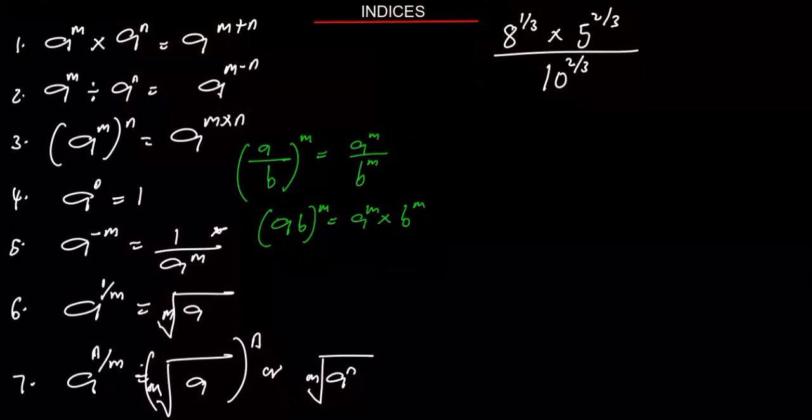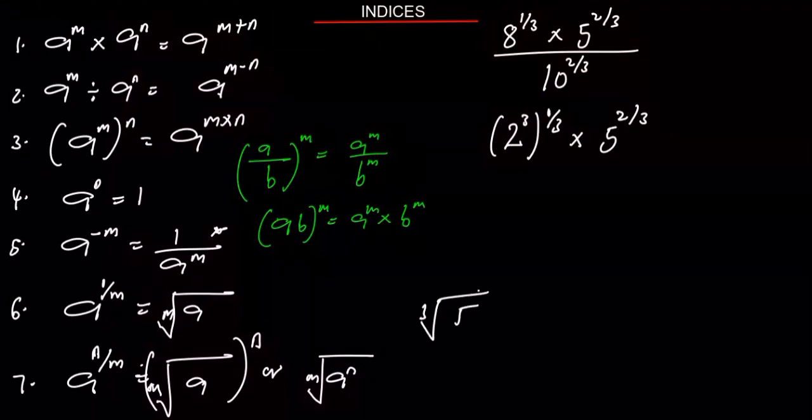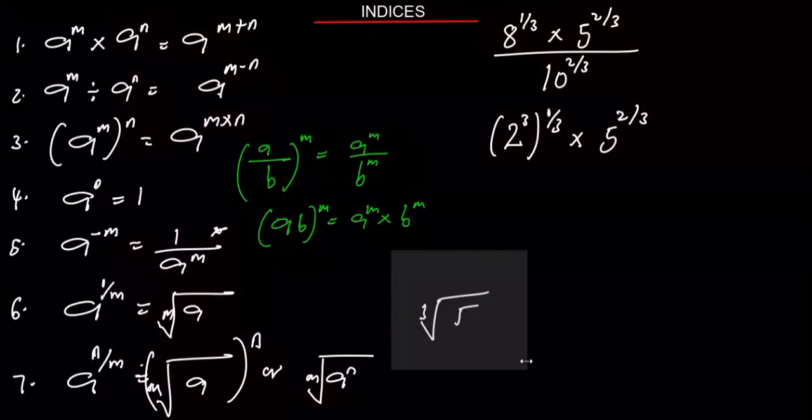You might be correct if I say let me find the cube root of 8, because this means cube root of 8. But if you observe, the others don't have cube roots. So another way to solve this is to remember that 8 is the same thing as 2 raised to the power 3. So I can write 8 as 2 raised to the power 3, then raised to the power 1 over 3, times 5 raised to the power 2 over 3. Just leave it like that, because if you take the cube root of 5, it will give you a decimal, so I don't want to take it.